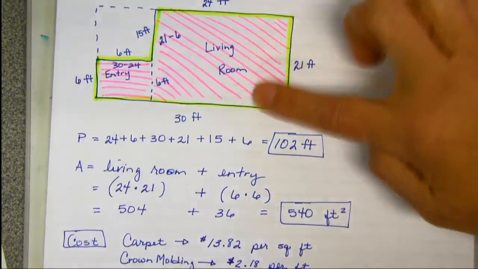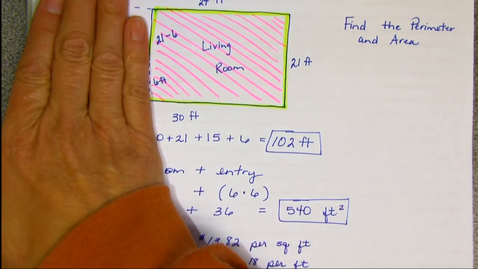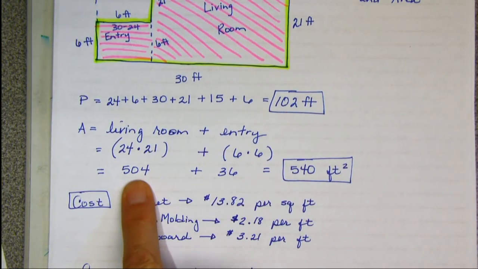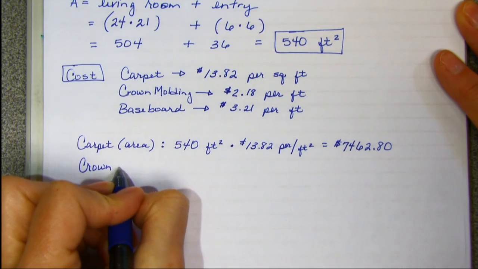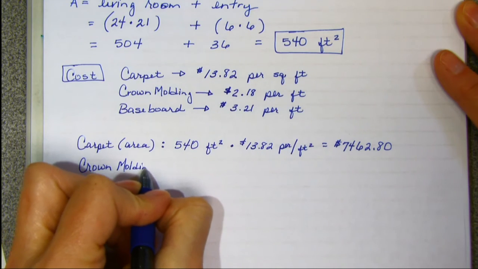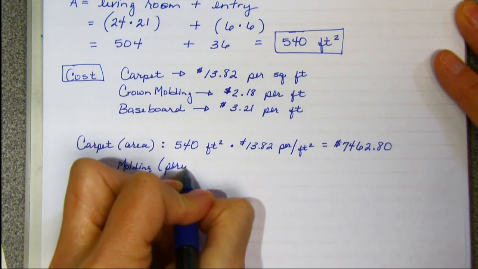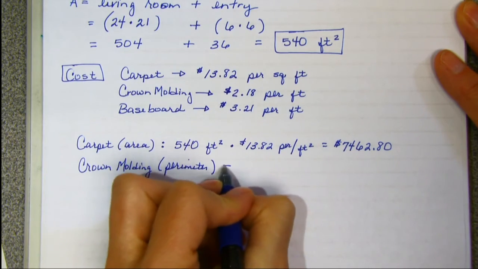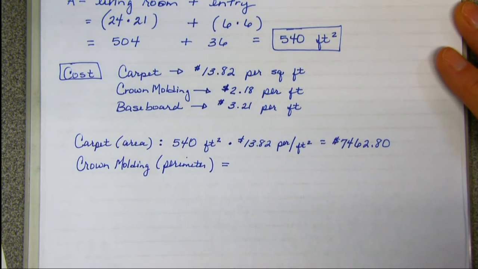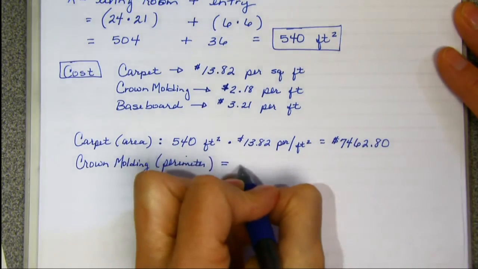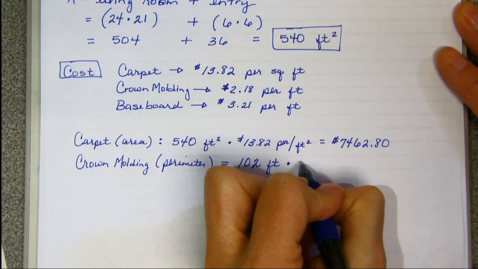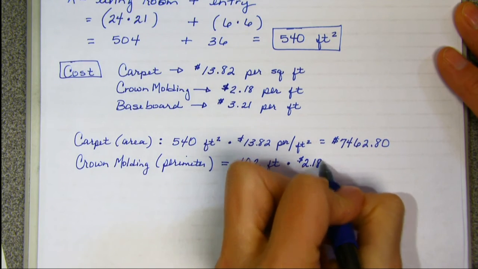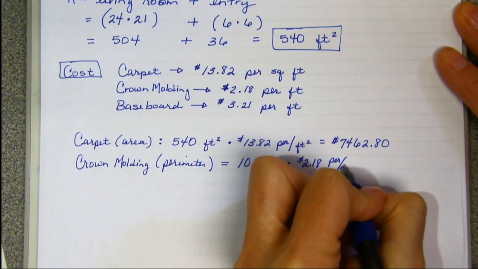And that is carpeting the living room and the entry. If I did just the living room, then the area of the living room is 504. That's probably what I should have done, but that's okay. All right, so then we're going to install some crown molding. And crown molding deals with perimeter. So the perimeter was 102 feet times crown molding, $2.18 per foot.